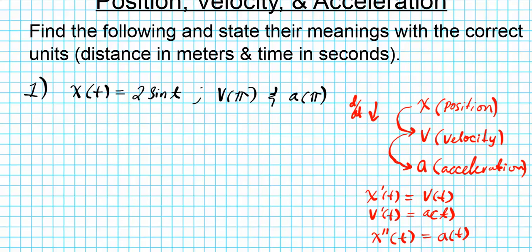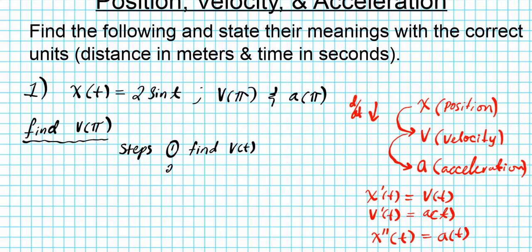All right, so let's go ahead and solve the problem. So we're asked to find v of pi. So to find v of pi, there are two steps, okay? So let's write them down. Step number one, you are to find the velocity function first. And then secondly, you're to evaluate the velocity function at the specified time, namely pi, okay?